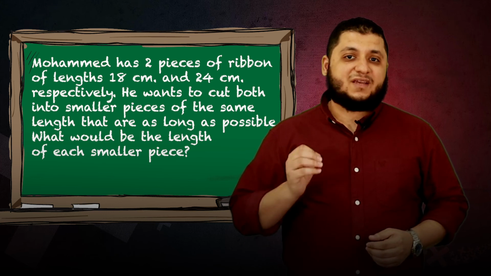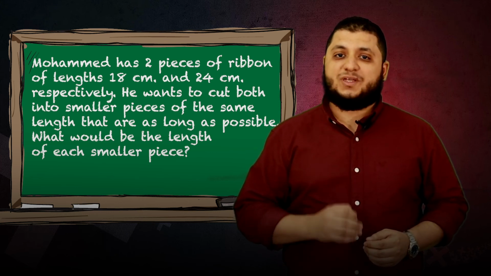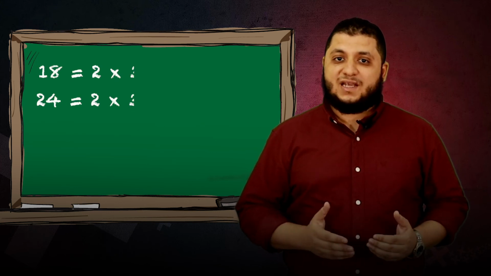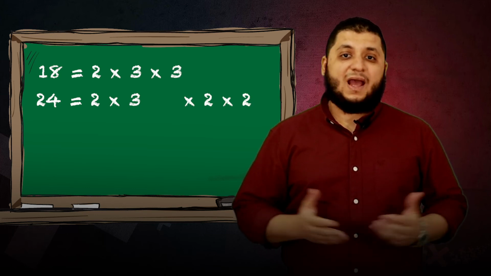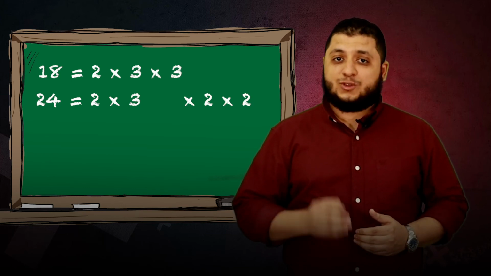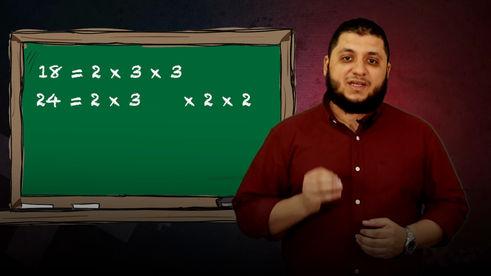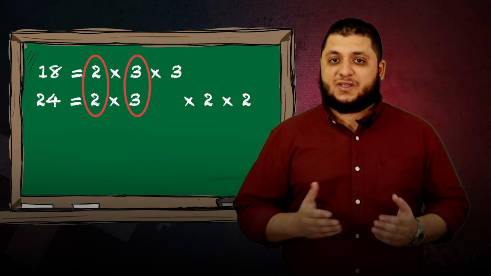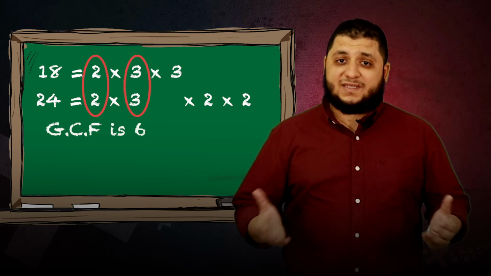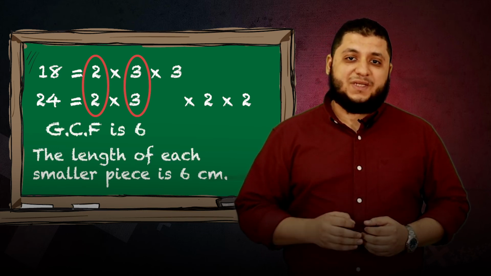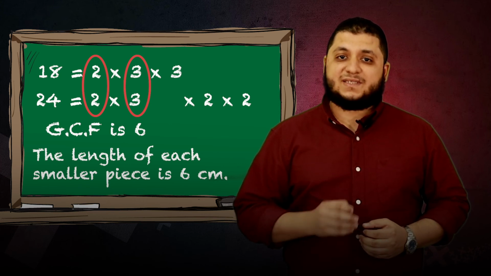So we have to find the greatest common factor between 18 and 24. 18 can be written as 2 times 3 times 3 and 24 can be written as 2 times 2 times 2 times 3. So the greatest common factor between 18 and 24 is 2 times 3, which equals 6. We can say the length of each smaller piece will be 6 cm.